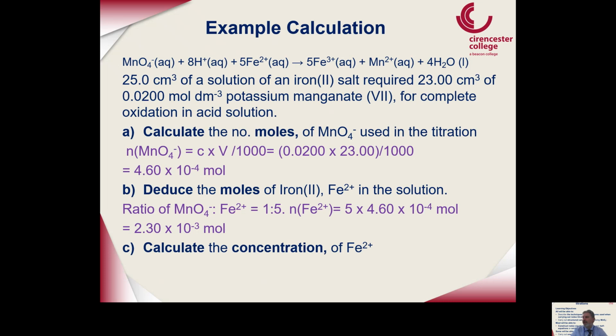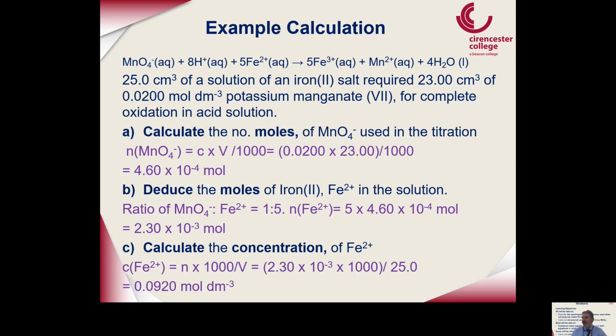Now calculate the concentration of iron 2 plus. Concentration is number of moles divided by volume. Because we're using centimeters cubed, it's n times 1,000 divided by the volume. So n times 1,000, divided by 25, gives us that many moles per decimeter cubed of iron 2 plus. So we've now worked out the concentration of this solution.